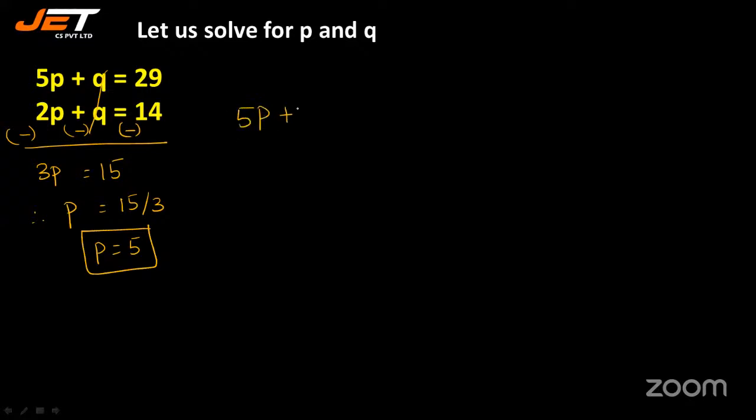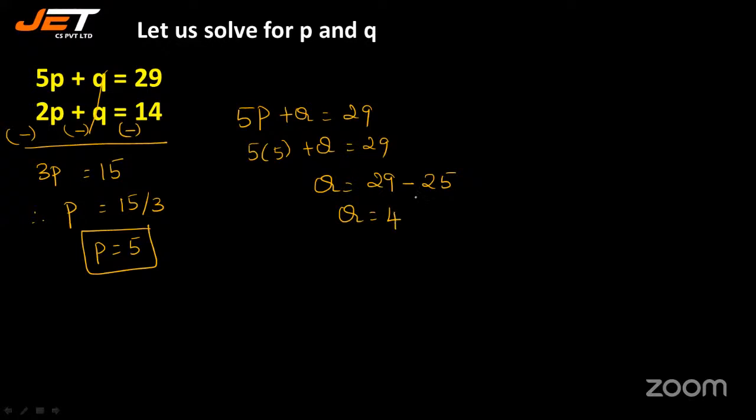So p is equal to 5, 3 5s are 15. 5p plus q is equal to 29. 5 into p is 5 plus q is 29. So q is equal to 29 minus, when this number comes there, it becomes 25. So 5 5s are 25. So 29 minus 25 is 4. Right? 9 minus 5 is 4.